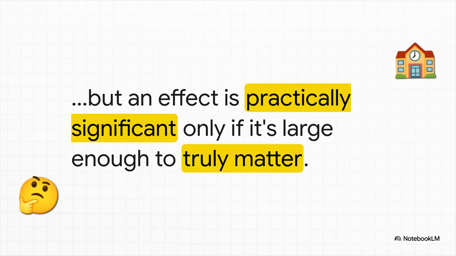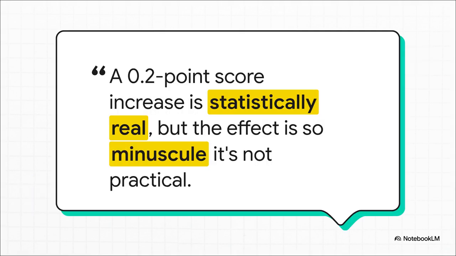But that's not the end of the story. Because a real effect might be so incredibly tiny that it's completely meaningless in the real world. And this is the huge difference between something being statistically significant and being practically significant. Just imagine a huge study of thousands of students finds that a new program raises test scores by 0.2 points on a 100-point scale. Because the study was so big, that result is statistically real. It wasn't a fluke. But is it practically significant? I mean, would a school really spend thousands of dollars for a gain so small you can barely see it? No way.